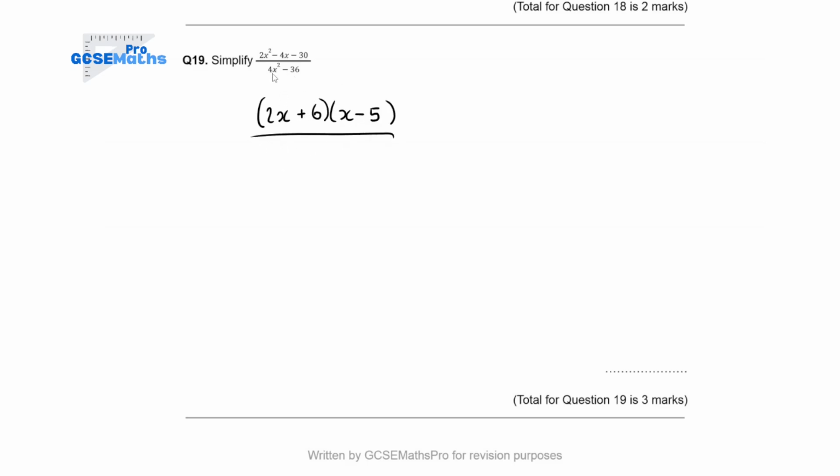And then in the denominator, this one often comes up, it will come up at some point in any of the papers, but often, I guess, within this topic, is difference of 2 squares. Now, I am actually going to factorise out the 4 first. Hopefully it leaves it a bit more obvious. That is difference of 2 squares.